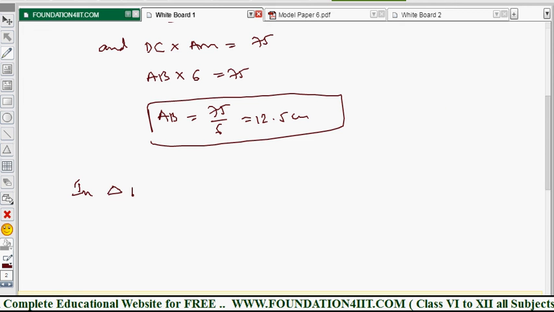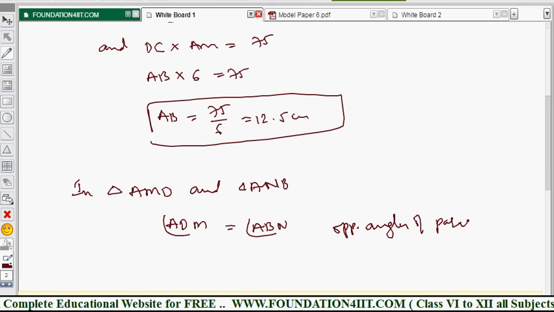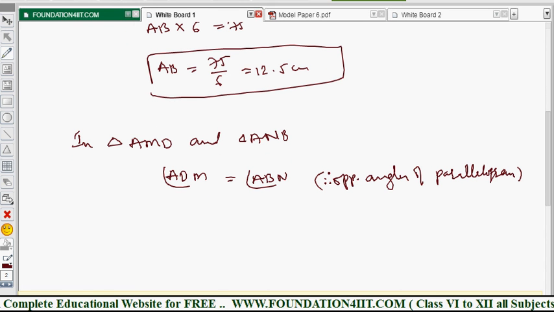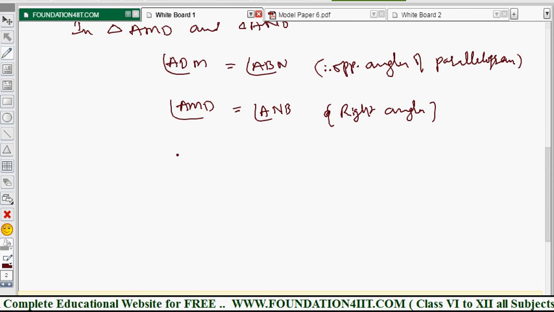So in triangle AMD and triangle ANB, opposite angles are equal in a parallelogram, that is angle ADM is equal to angle ABN. These two angles are equal because opposite angles of a parallelogram are equal. The property applies. And two angles are right angles as given. Therefore, angle AMD is a right angle because of perpendicular lines, and angle ANB, both are right angles. Right angle is 90 degrees, so they are equal. By AA axiom, these two triangles are similar. Therefore, triangle AMD is similar to triangle ANB.